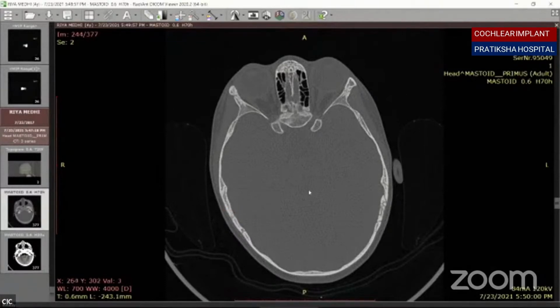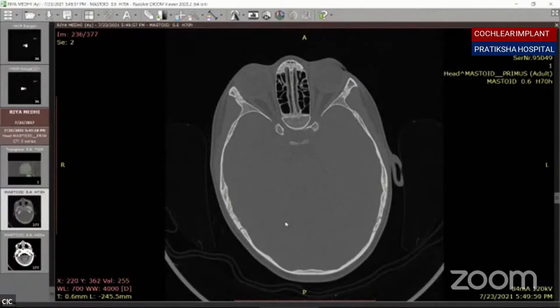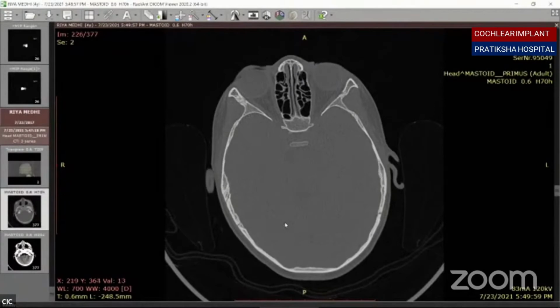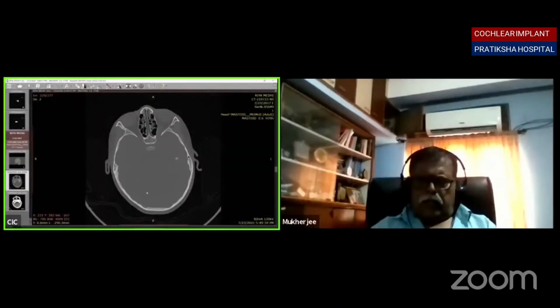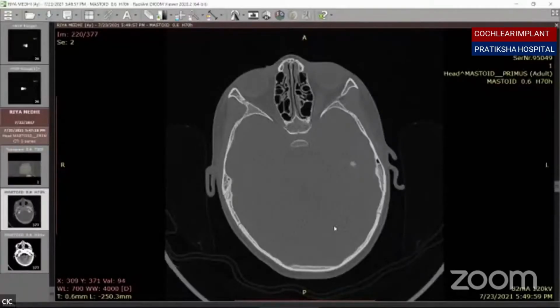On the left side, it's 3.89. So it's a good parietal bone thickness. From that point of view, we are quite safe for the implant bed. The second thing we have to look for is the emissary vein. Sometimes it's quite prominent and might pose some difficulty during the posterior superior flap elevation. From that point of view also, I think we are safe on both sides.